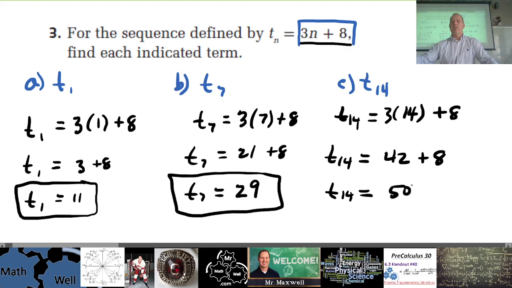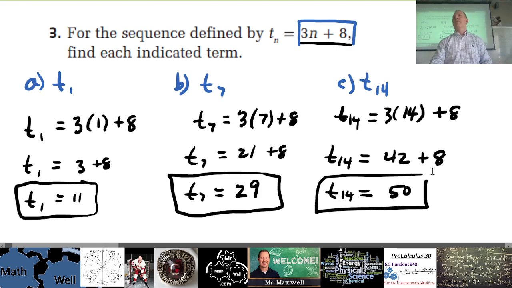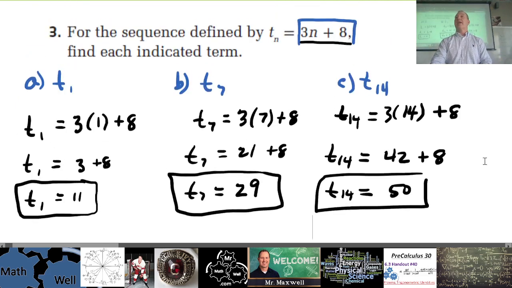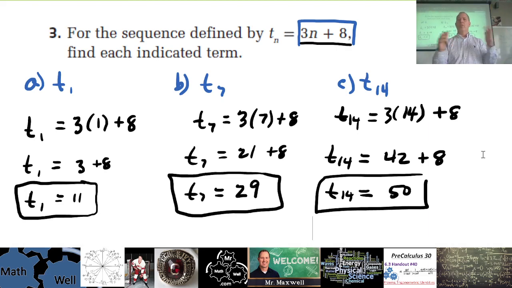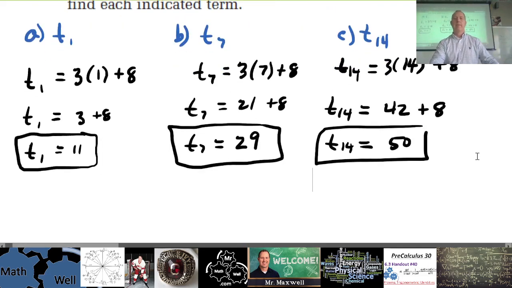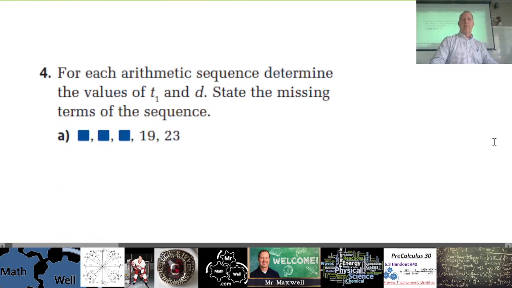42 plus 8 is 50. Okay. So how do you guys feel about that? We could check that by listing all of the terms and see if indeed 29 is the 7th term or 50 is the 14th term, but we probably don't have to do that. Okay. All right. Oh, it's starting to get tricky now. You got to use those minds that you have.